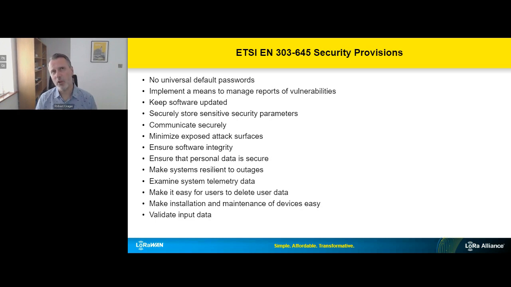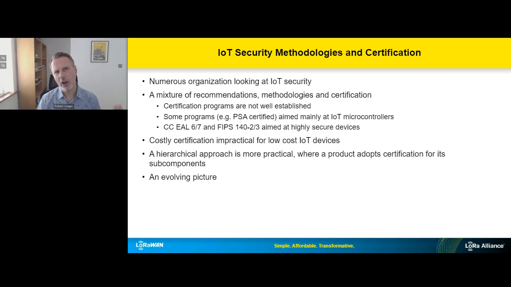Sometimes this is done through things like fuzz testing, where you can try and send rogue, crafted packets to a device to make sure it doesn't crash easily. And again, that goes along with keeping software updated, ensuring software integrity, and making sure everything works properly. So these are in the back of this 303645 document and are very useful to understand about IoT secure products.